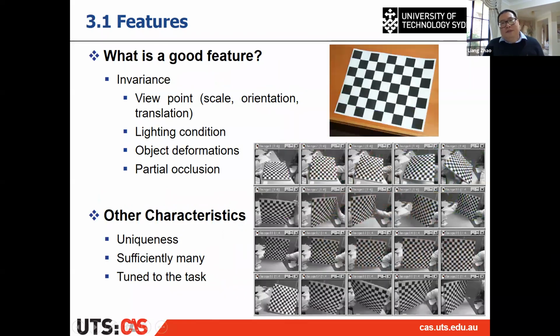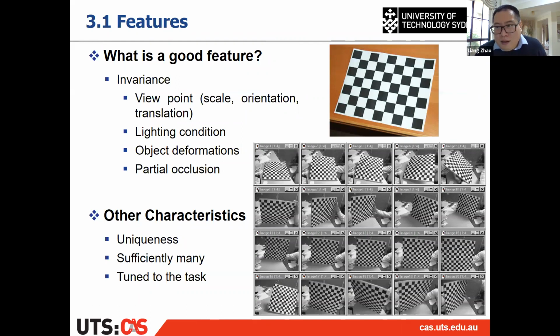Then, what is a good feature? I think I mentioned a lot of things before when we were talking about the definition of the feature and also why we're using features, right? So what is a good feature? A good feature must be invariant to a lot of things, for example, the viewpoint, the lighting, illumination conditions, object deformations, or partial occlusion.